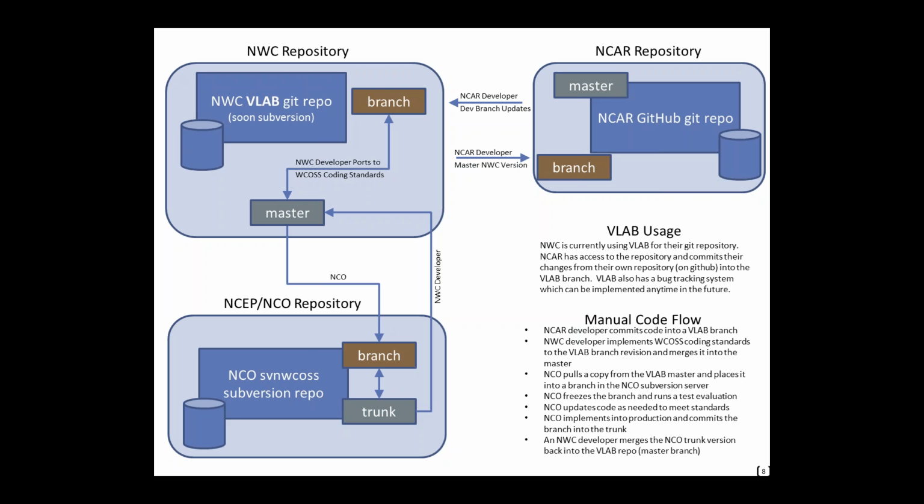They'll take the code from our Git repository on VLab and pull it into their Subversion repository, which is kind of their pre-operational repository. Once they make any changes that they need to make, that'll then be pushed back to our repository. So it's kind of three repositories right now: NCAR's repository, Water Center's repository, and NCO's. I do want to note that probably today or tomorrow, we're going to be changing from Git to Subversion in our VLab repository, and that is just to mesh a little more tightly with NCO's system.